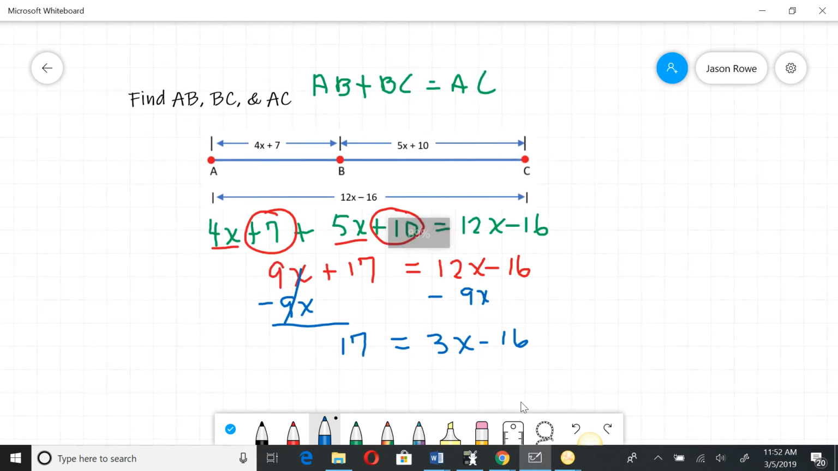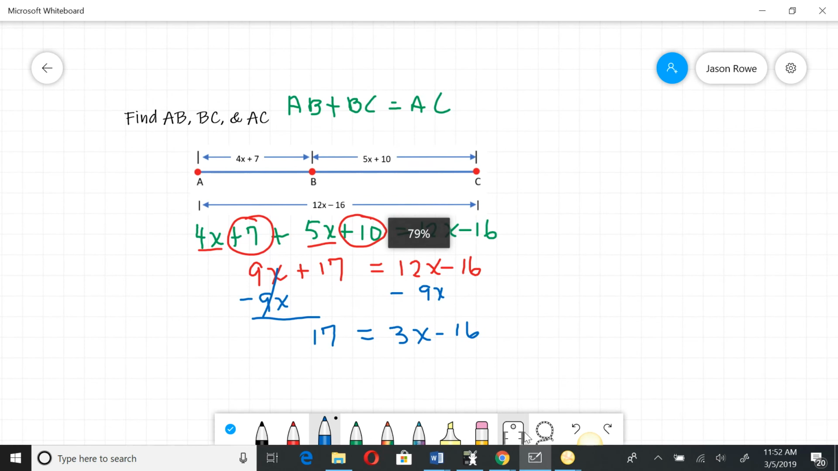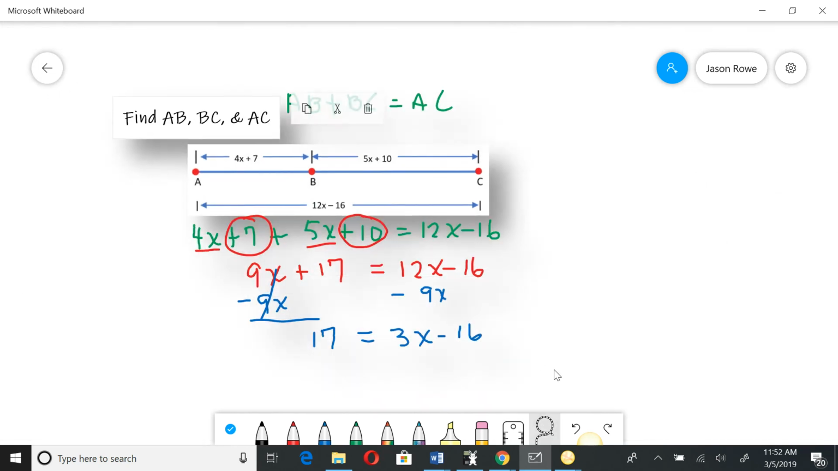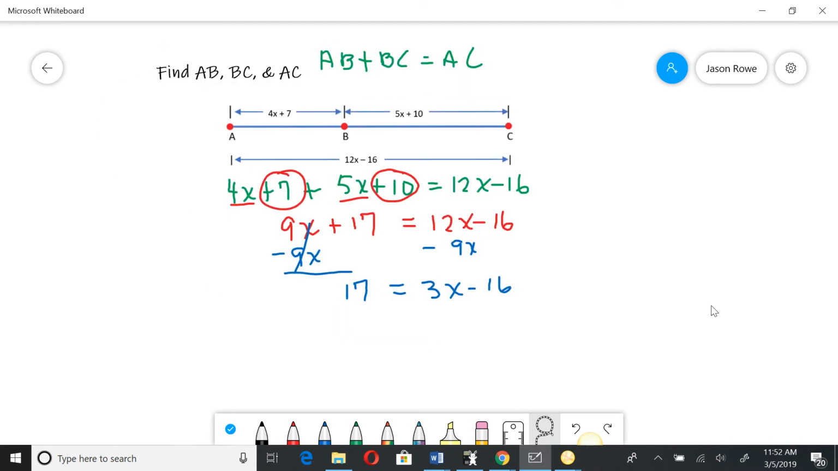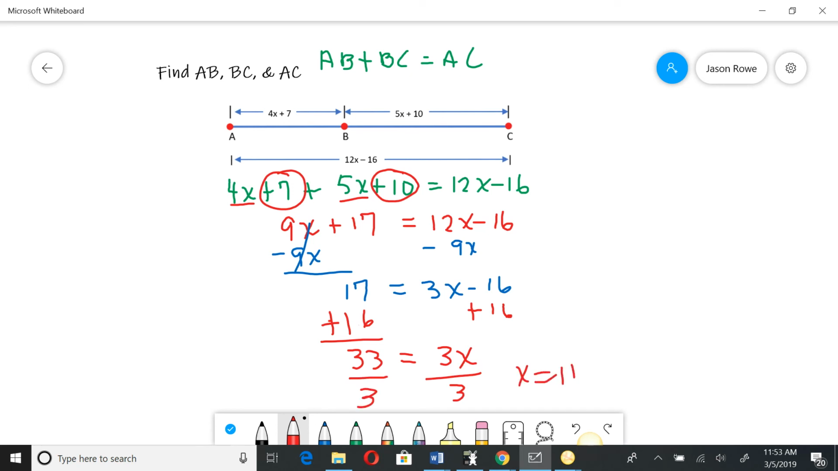All right, running out of space here again. So I want to zoom out just a little bit and move it. Two-step equation now. We're going to add 16 to each side. That gives me 33 equals 3x. We're going to divide by 3. And then I know that x is going to equal 11. And again, x equals 11. That's just part of the process.